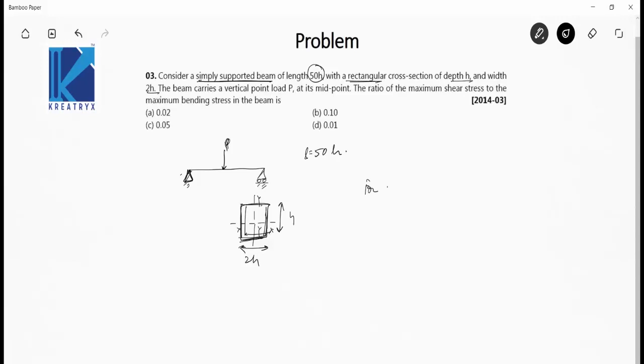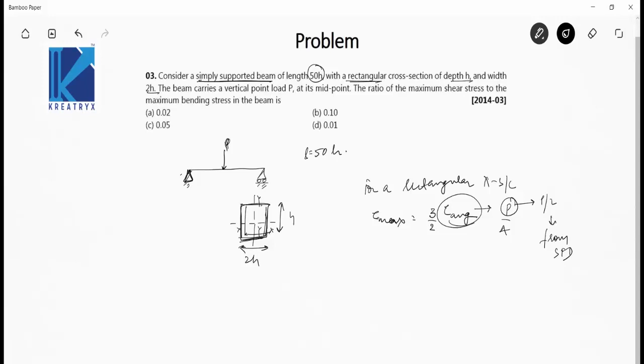Now for a rectangular cross section, we know that maximum shear stress is equal to 3 by 2 of tau average. And tau average, that is average shear stress, is equal to shear force by area, but here the shear force will be P by 2. How? This we get from the shear force diagram, because you will calculate the reactions here. Here it will be P by 2, here it will be P by 2 again. So the maximum shear force in the entire beam will be equal to P by 2, when you draw the shear force diagram.